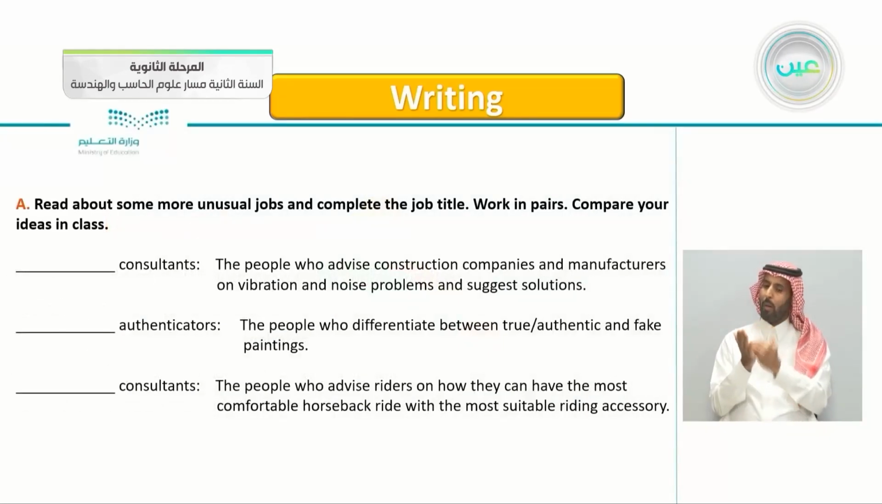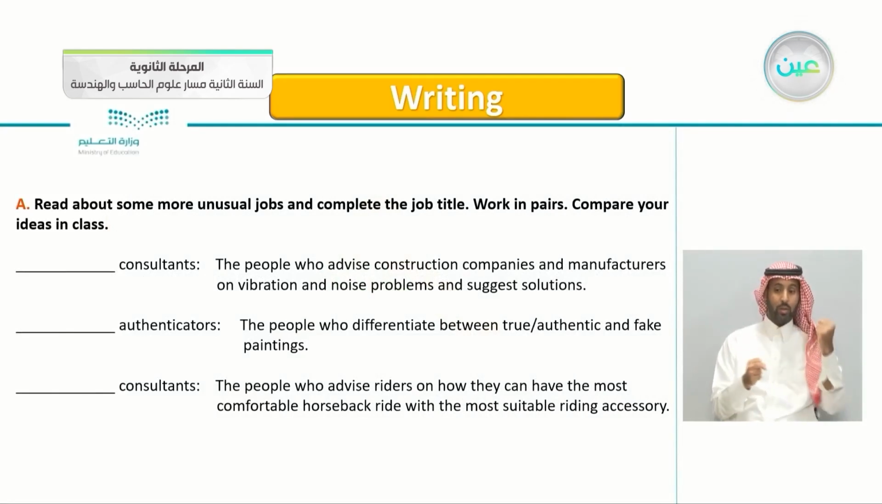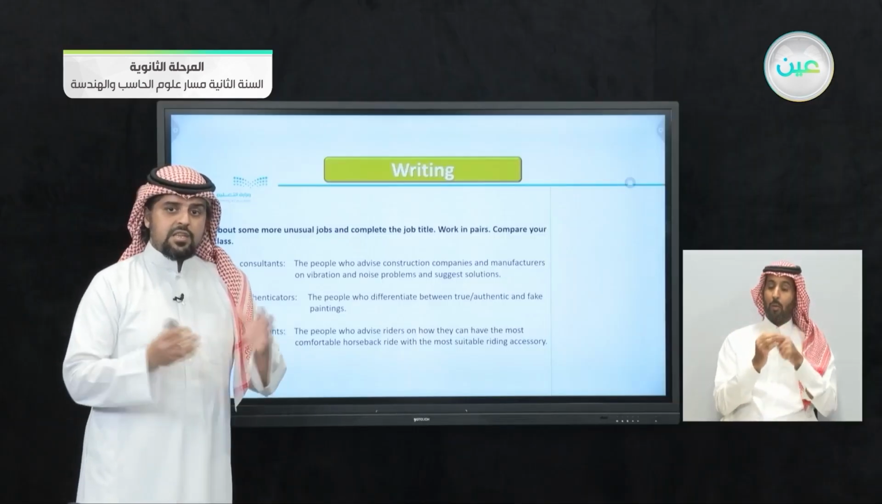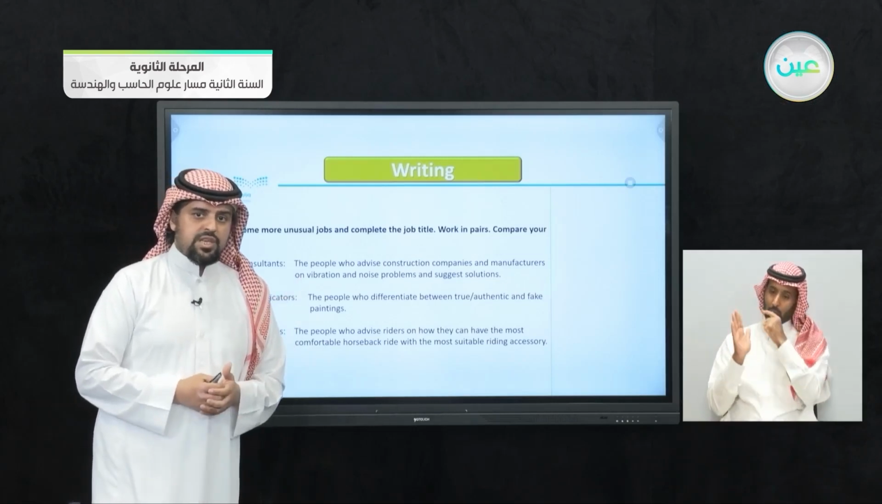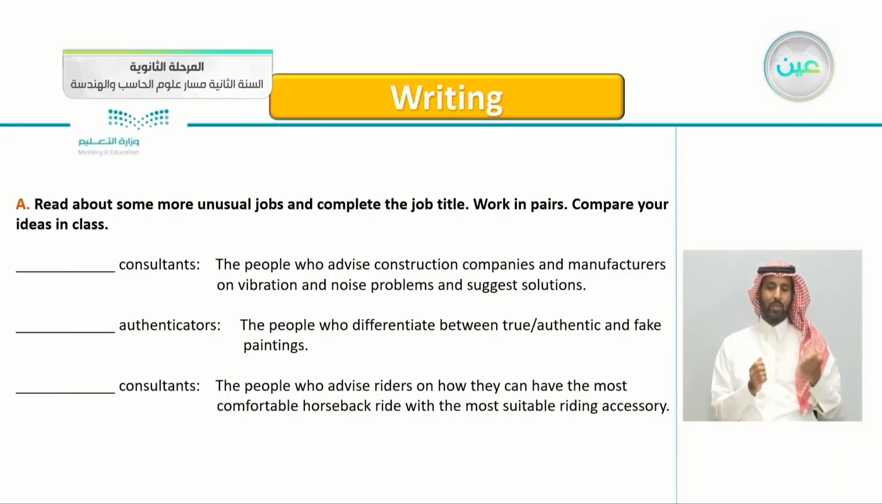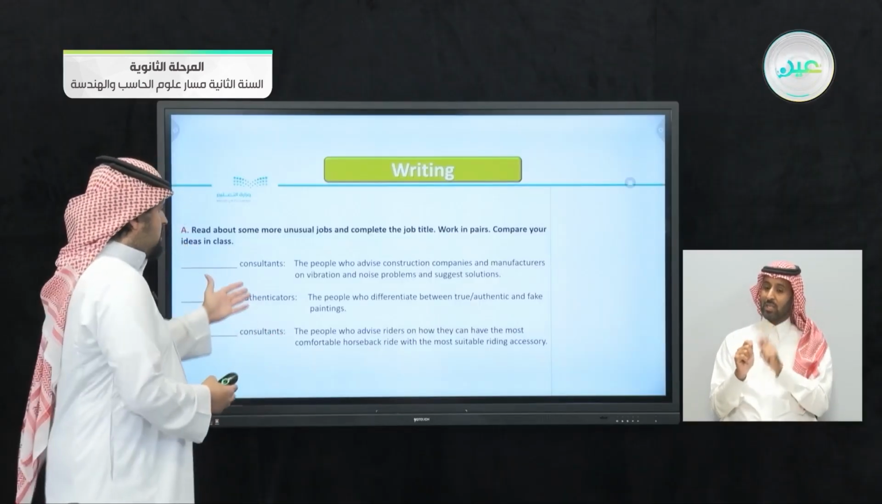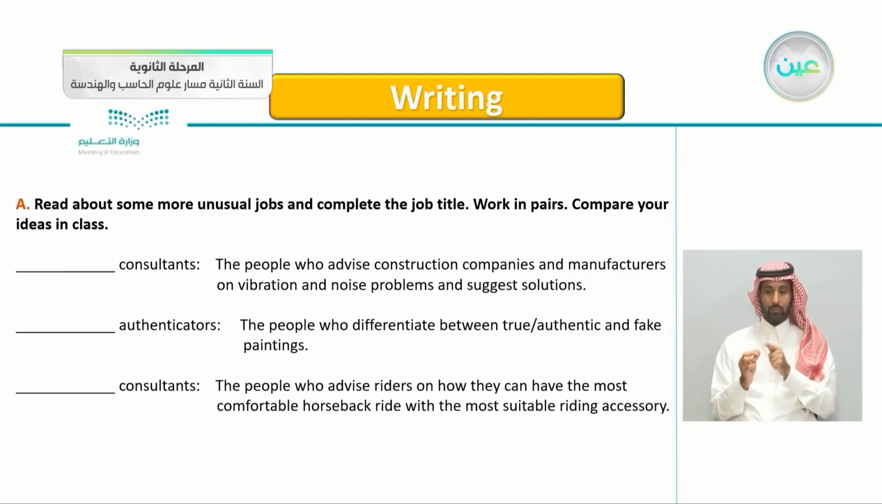So in exercise A here, it says read about some more unusual jobs and complete the job title. So we'll be reading some of the definitions of the entailment of some unusual jobs, and then we'll be trying to come up with a title for the job. Work in pairs, compare your ideas in class. So the first one, the second part of the title is consultants. To consult someone is to ask them for advice. So he's a consultant. But a consultant for what?